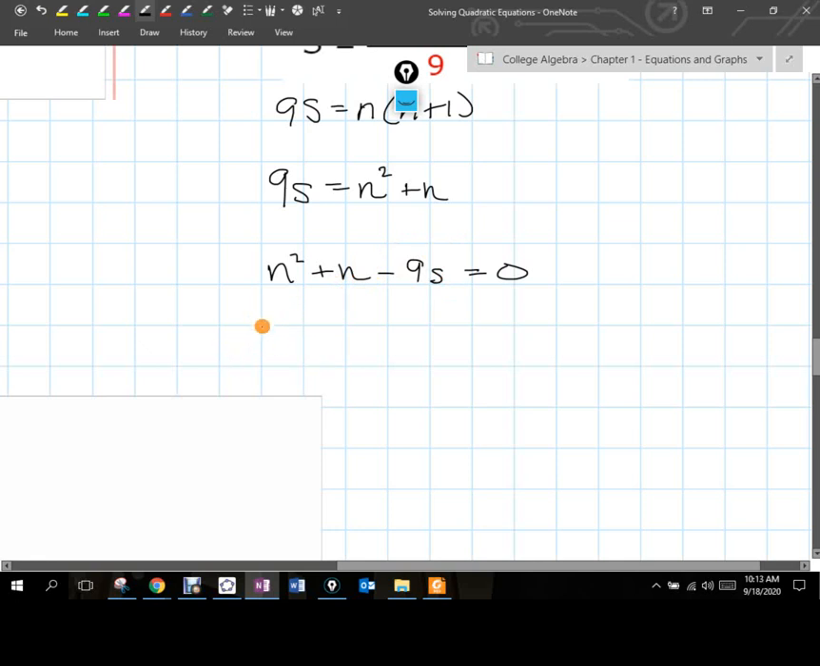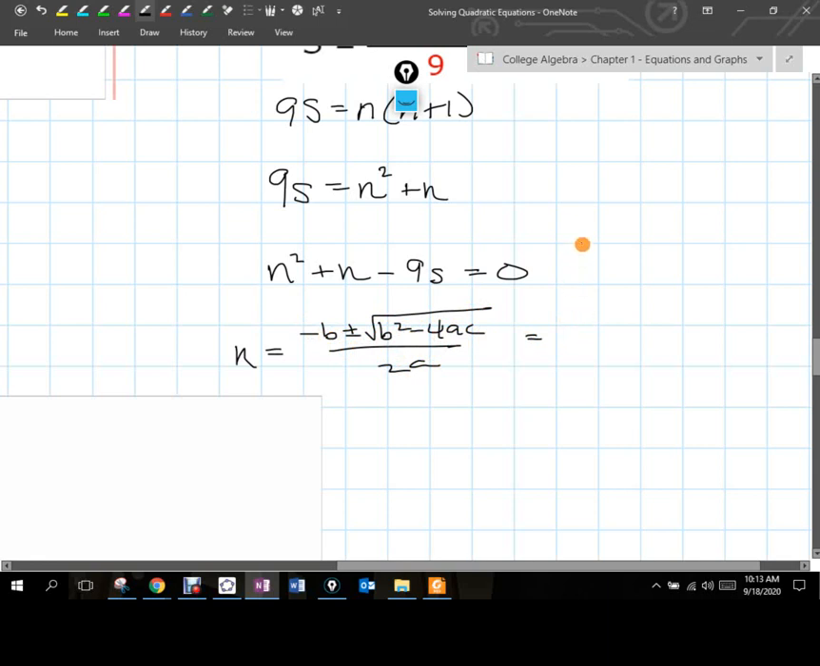Quadratic formula, right? When I'm solving with the quadratic formula, remember it's always x equals whatever. But x was the variable when we talked about ax squared plus bx plus c equals 0. Here, the variable is n. So we're going to say n is equal to the opposite of b plus or minus the square root of b squared minus 4ac, all over 2a. So I'm going to plug those things in.